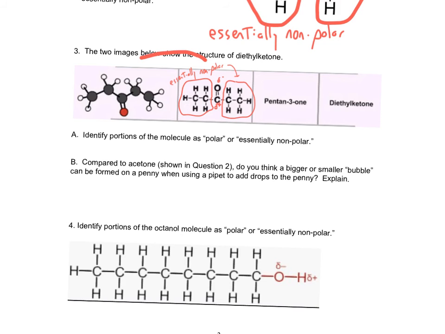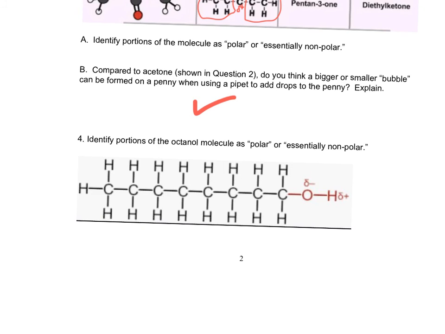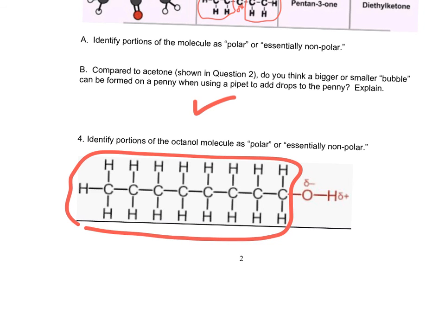Okay, so I'm going to just check this because I'm over 10 minutes here, and I have to keep these videos around 10 minutes. So our well-practiced skill here would be to look at this molecule, identify portions of the octanol molecule as polar or nonpolar, and we have a huge portion of it that's essentially nonpolar, and we'll stick with the red pen. It's got the delta minus and delta plus already done for us here. This is the part that is polar on that molecule. Okay, thank you.